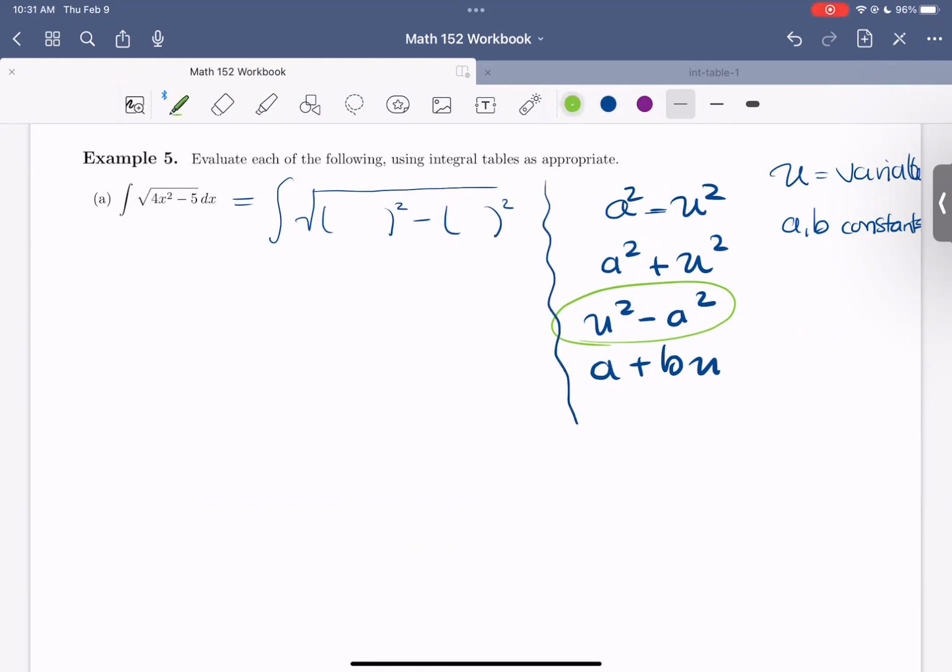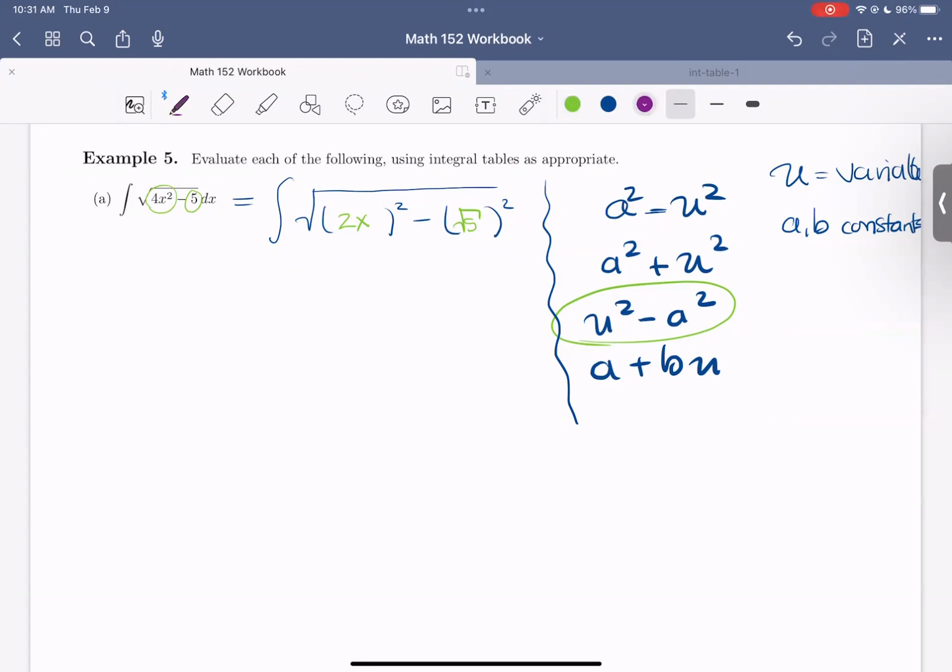If we want something squared to be 4x squared, then what we'd want here would be 2x squared. And what squared would give us 5? Well, the square root of 5 squared gives us 5. So our integral is equal to the integral of the square root of (2x) squared minus (square root of 5) squared.